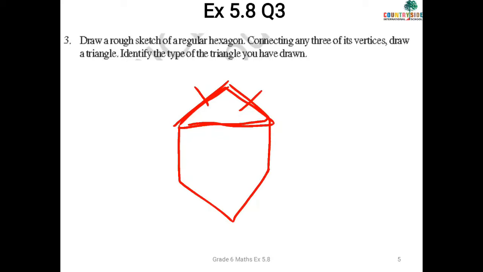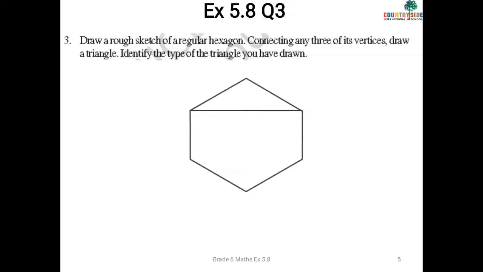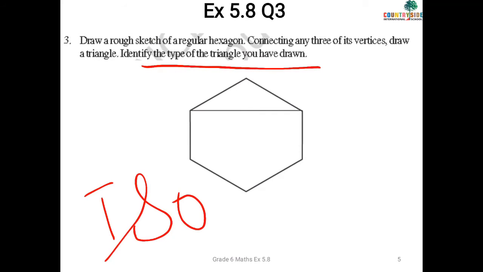Now let's see how we are going to solve it. First of all, you need to draw the hexagon, and by connecting its 3 vertices, you have to draw a triangle. So this is your figure, and simply you have to draw this one line so that your triangle is completed. Okay, now if you focus, these 2 sides are equal. So whenever only 2 sides are equal, it is an isosceles triangle. So identify the type of triangle. So it is an isosceles triangle.